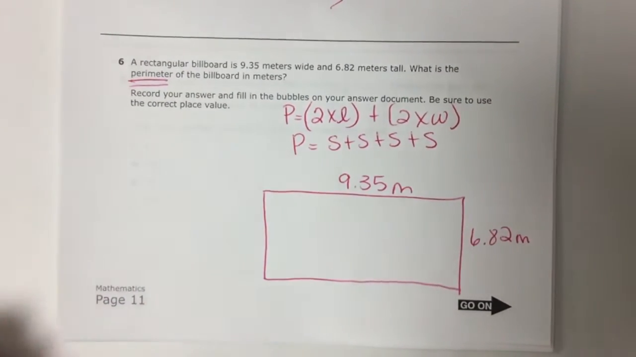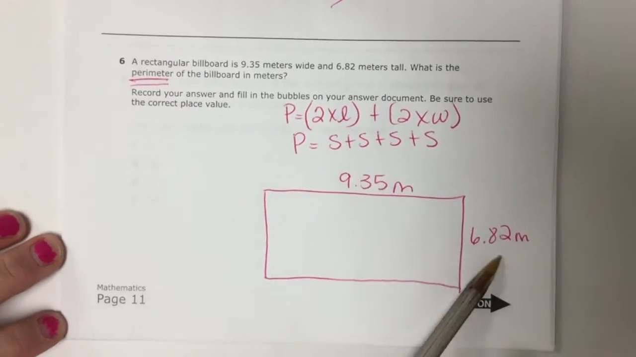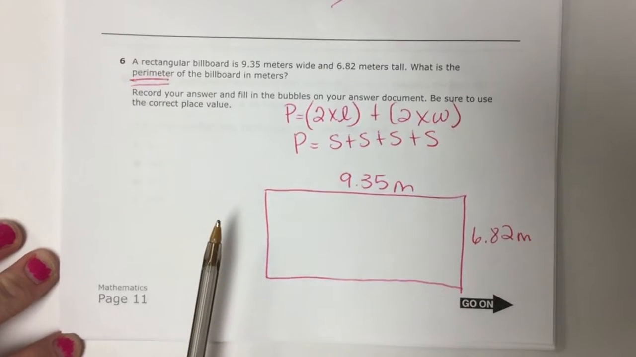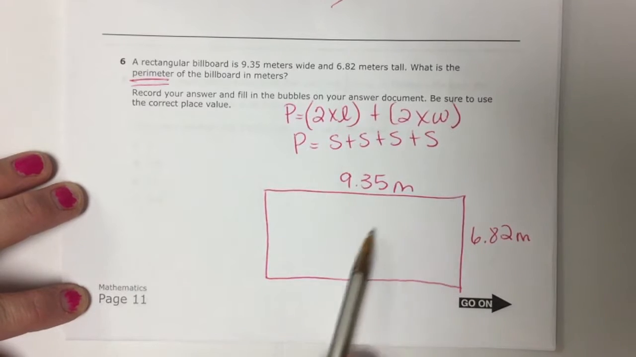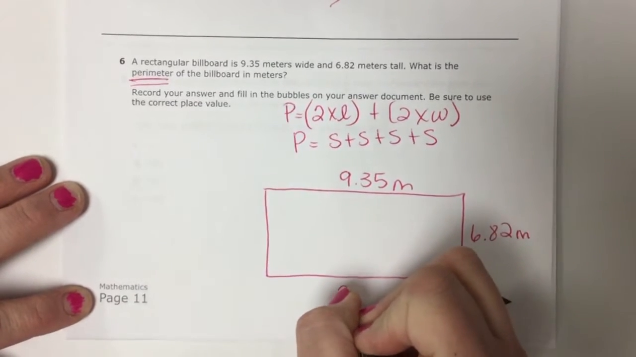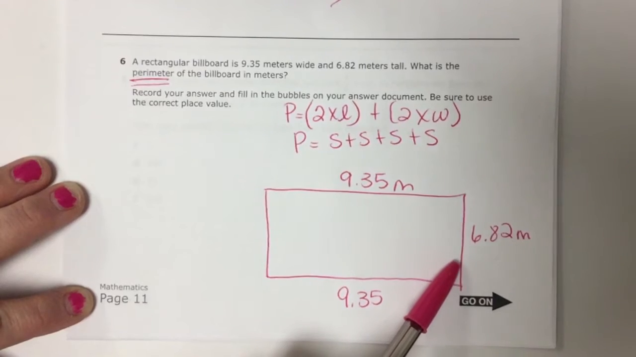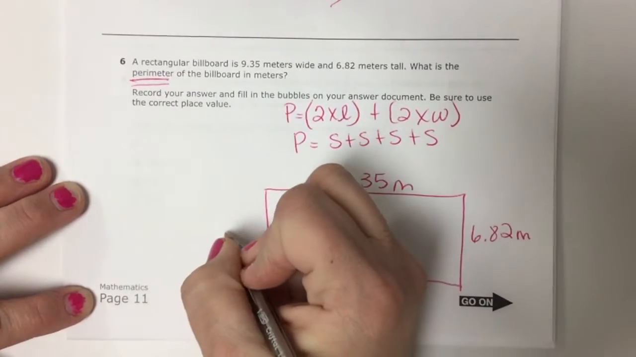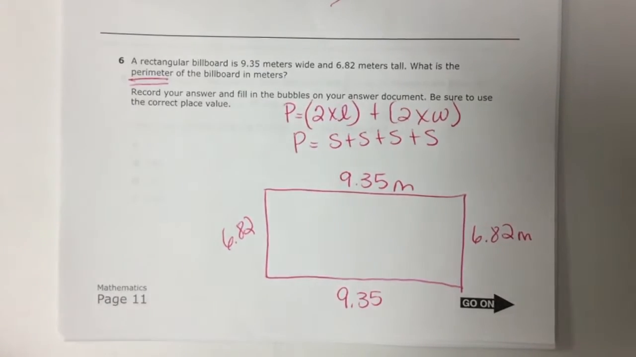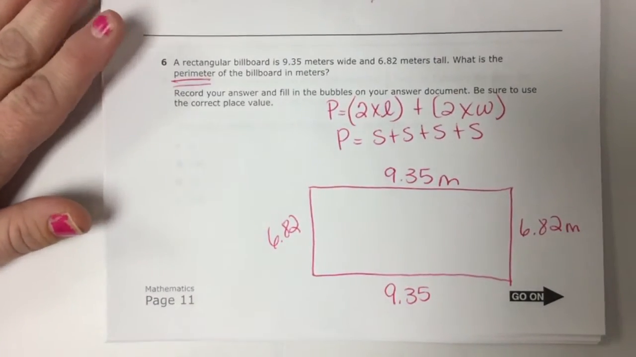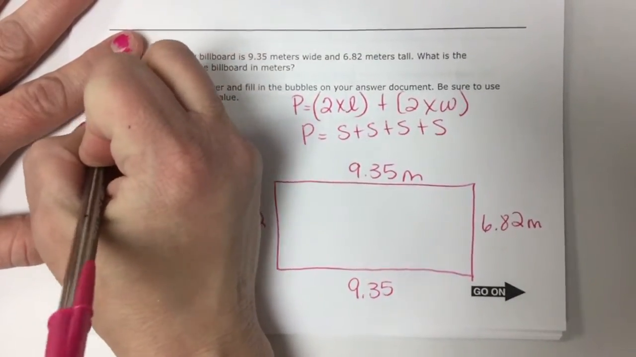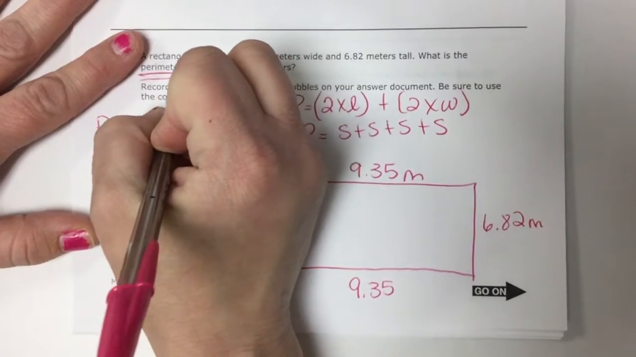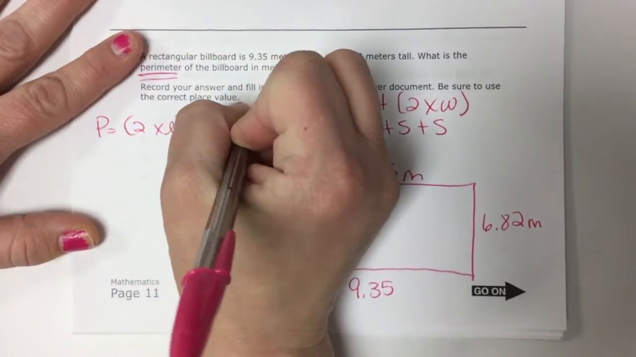Here's what usually happens with this problem, and it happened with the face-to-face kids. They just added these 2 numbers because they didn't draw the picture. Okay, I know on a rectangle, if this is 9.35, this side has to be 9.35, right? And if this is 6.82, this has to be 6.82. Okay, so make sure that you do that all the way through. All right, so we're going to say the length is 9.35, so I'm going to do 2 times L plus 2 times W.